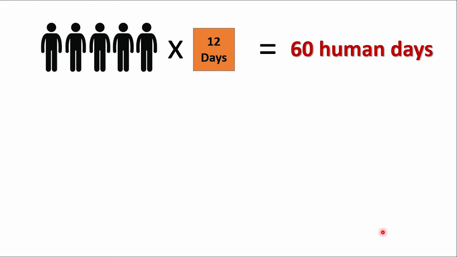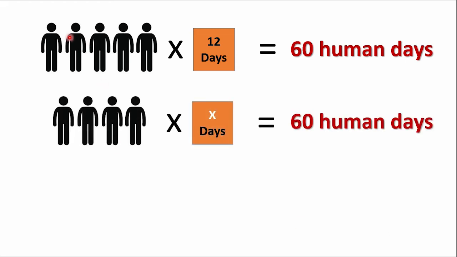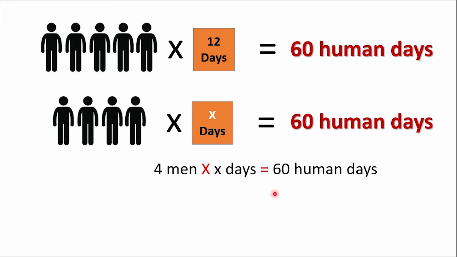Then the question says, when 4 men, that means initially 5, now 1 has left, so 4, how many days will it take? We don't know, so make it x days, but the total work remains the same, 60 human days. So 4 into x equals 60. So x becomes 15 days. That means 5 men working 12 days do this much work. The same amount of work, if 4 men do it, will take x days, that is 15 days. That is the answer.